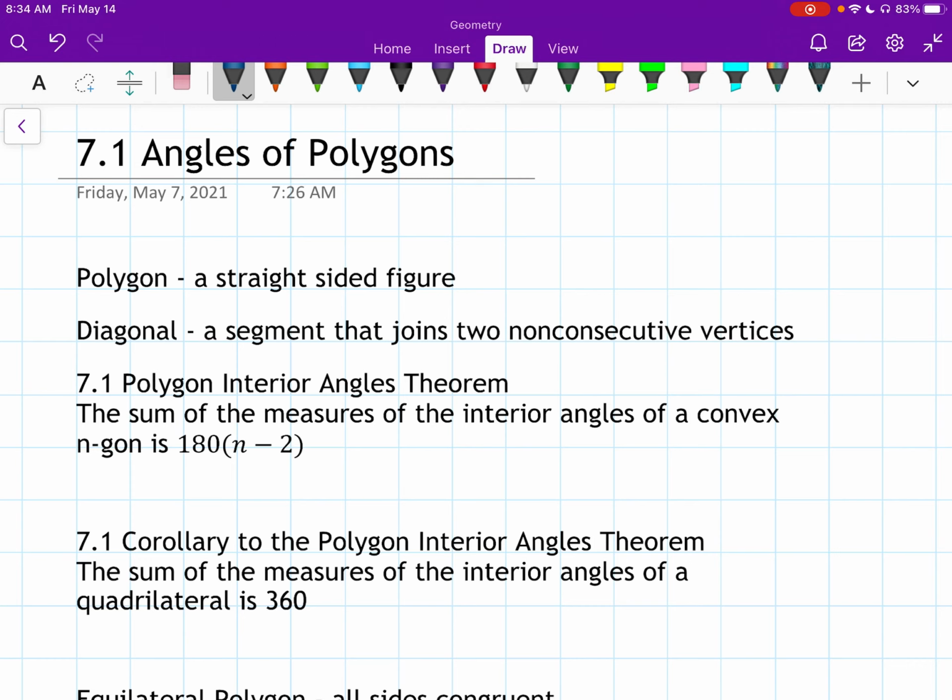Starting off, a polygon, this is something that we probably already know. A polygon is a straight-sided figure. It's a figure with straight sides. So a rectangle would be a polygon. A circle would not be a polygon.